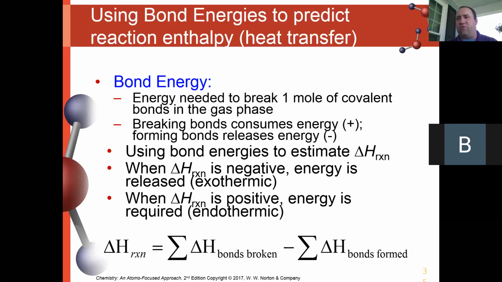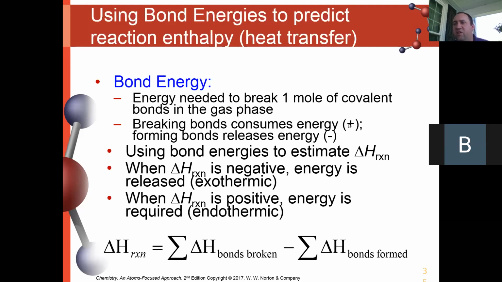That energy had to come from somewhere. It must have come from the outside. So the overall energy is positive, which is an endothermic reaction. Or conversely, we can say the products have less energy than the reactants did, and so they must have released that energy as the reaction proceeded. That's an exothermic process. So through the bond energies, we can estimate delta H.